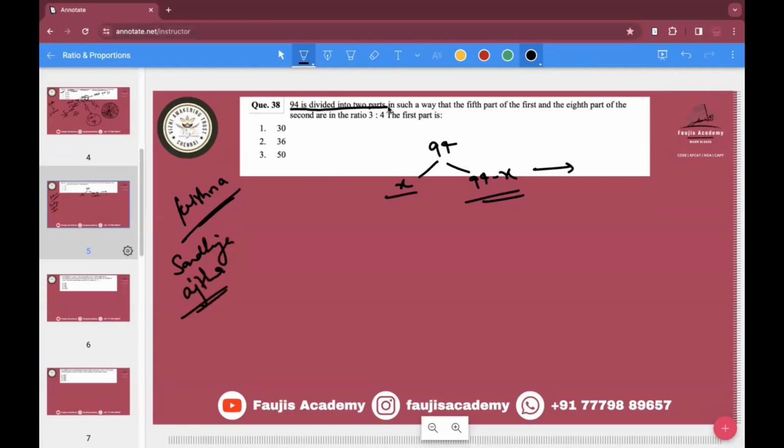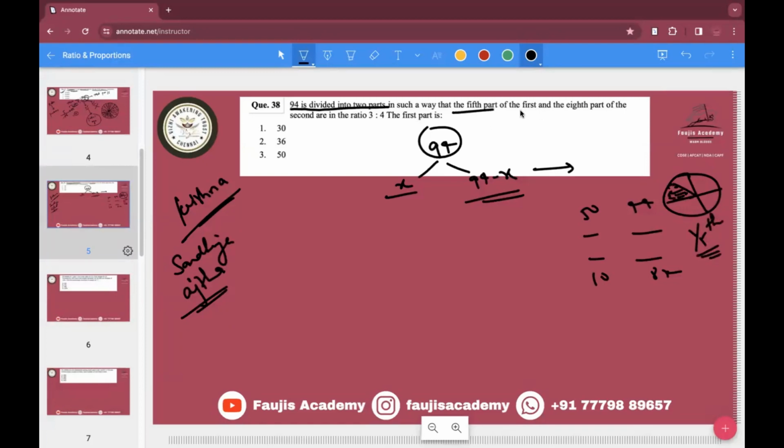94 is divided into two parts. Let's say some 50, 44 or some random numbers like this, or 10 and 84, something like that. In such a way that the fifth part of the first number. What do I mean by the fifth part? In a pie chart, let's say this is the fifth part. 1/5 is called the fifth part. Right? Okay, sir.